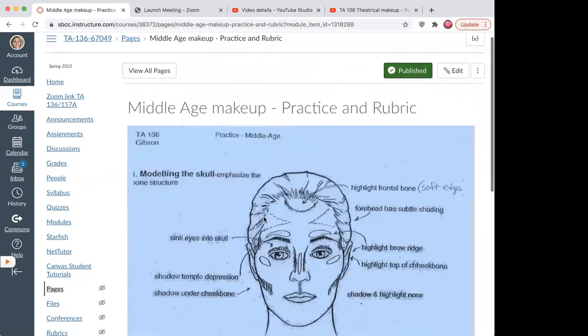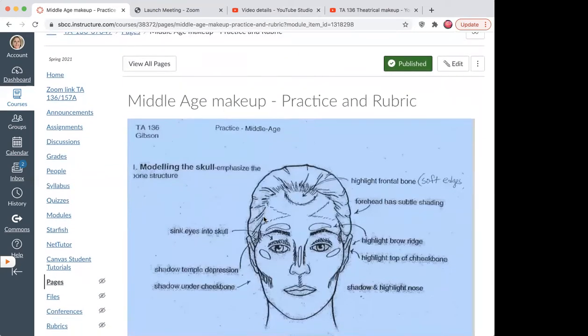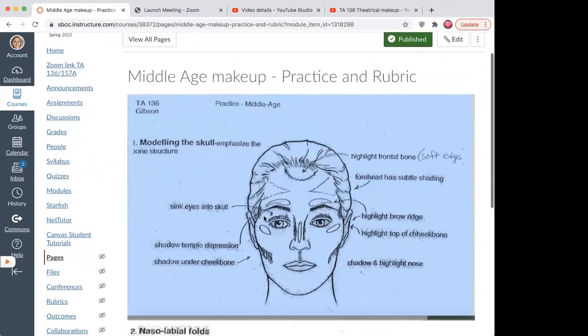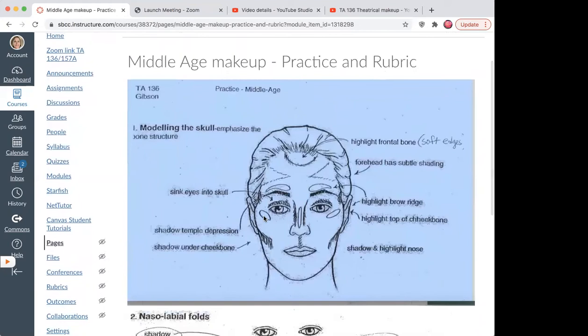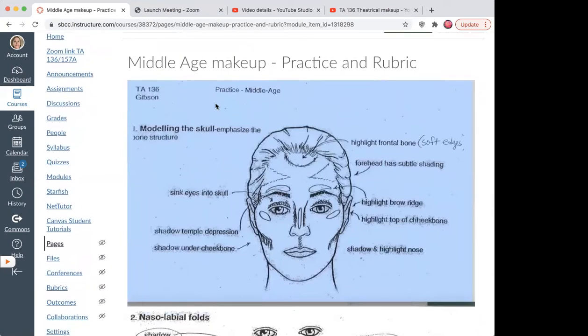Are you seeing this blue page? I need a yes or something. We see it. Okay.